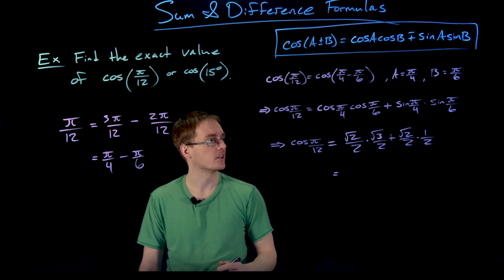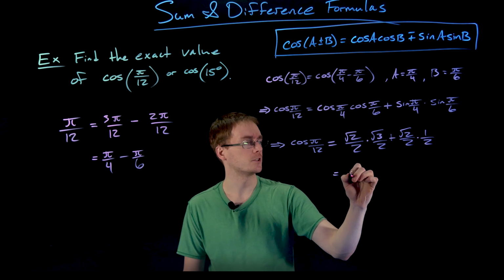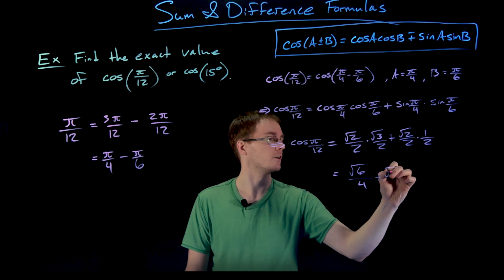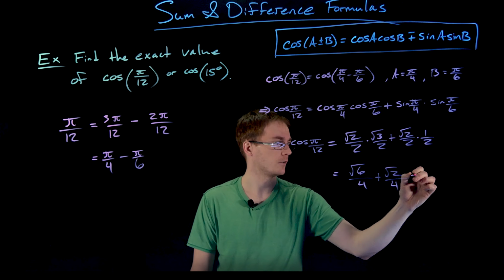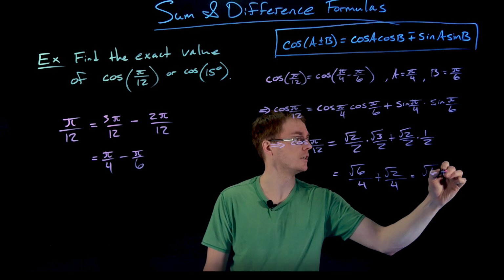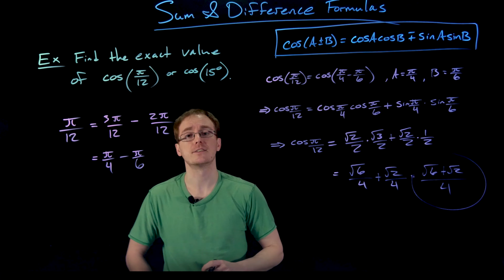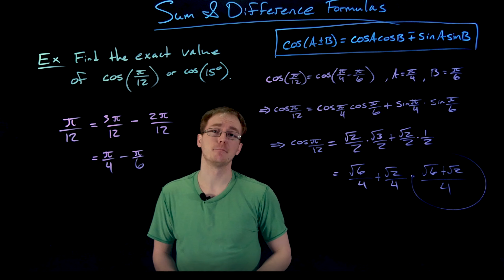So now we can simplify this a little bit more. Just multiplying these square roots together, we get the square root of 6 over 4 plus the square root of 2 over 4. Or I guess we could write that as the square root of 6 plus the square root of 2 all over 4. That is our exact value of cosine of pi over 12.